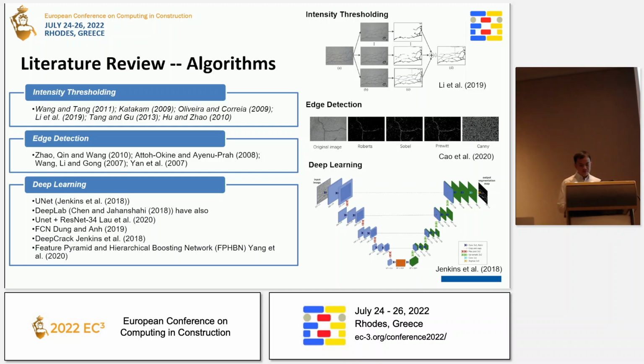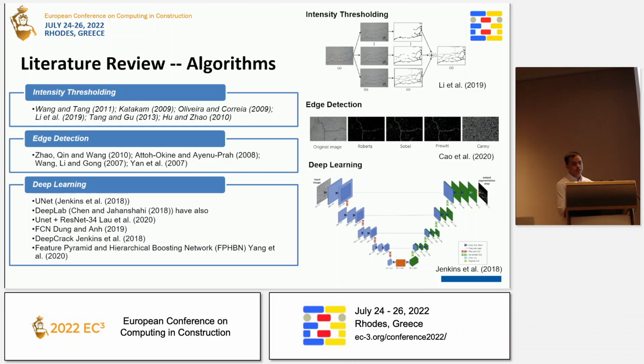For crack detection, as I said, it can trace back to many, many years ago. Previously, we normally tackled this problem as an image processing challenge. There are two main branches: one is intensity thresholding, one is edge detection.